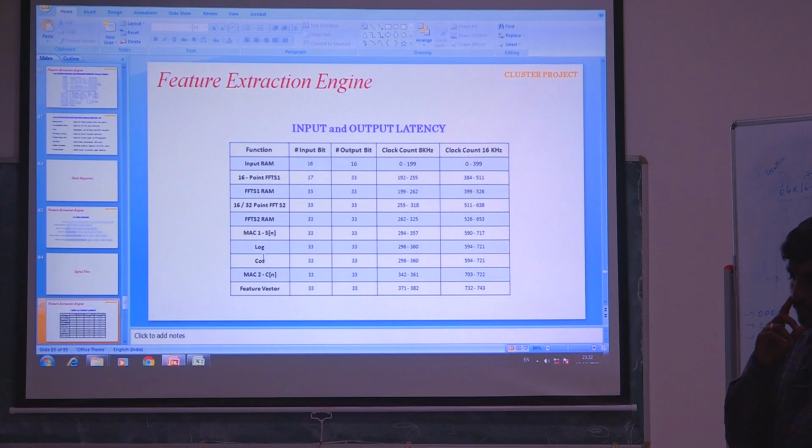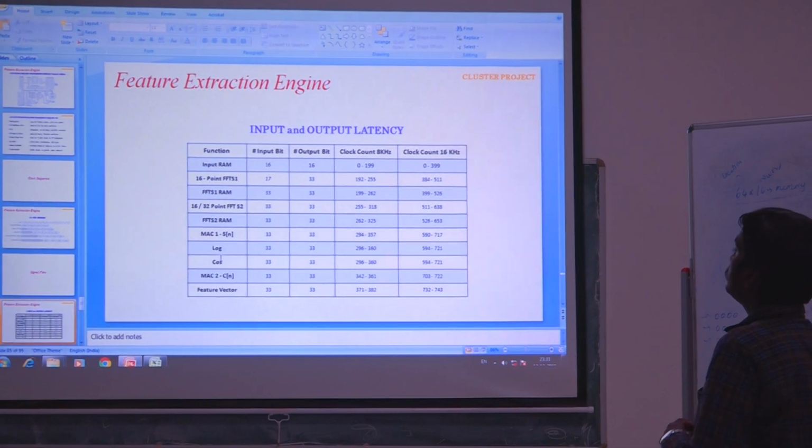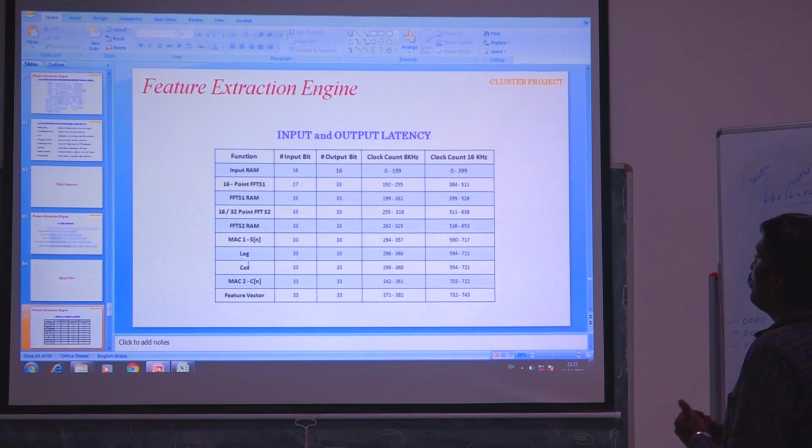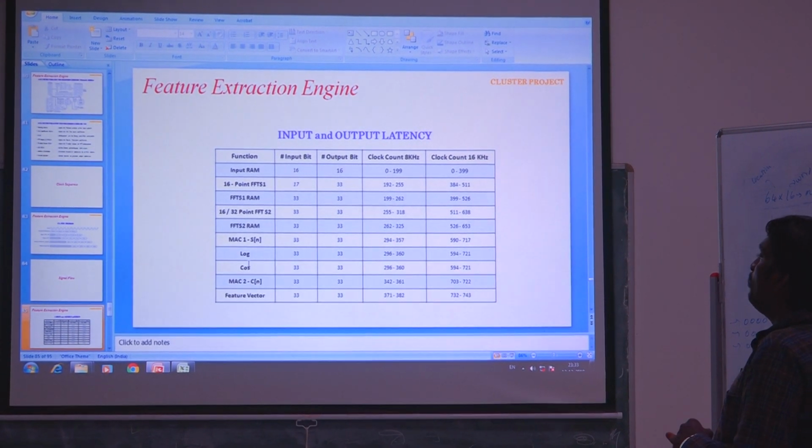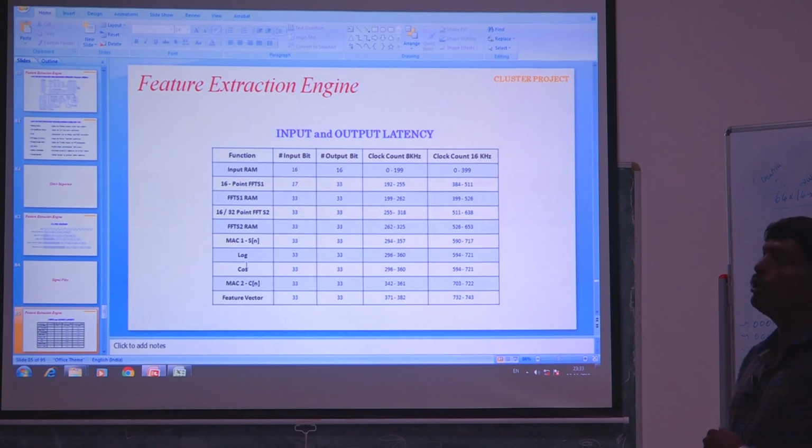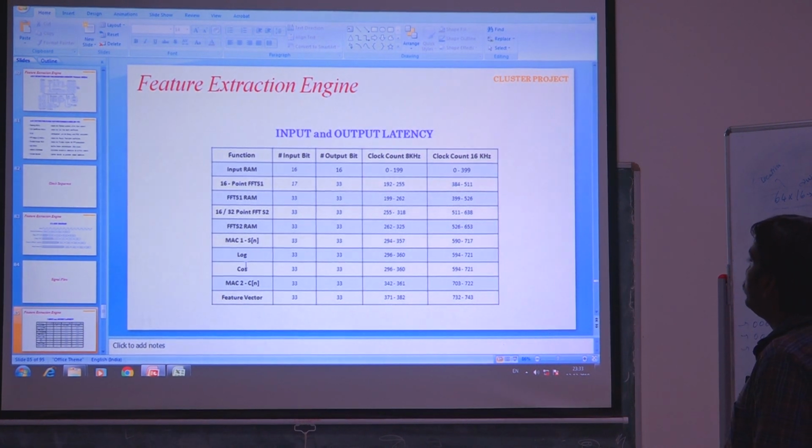So that's what is mentioned for the input RAM. The input bit is 16 and the output bit for the input RAM is also 16. But the input bit for FFT S1 is 17, including the 1-bit sign, and the output bit is 33.